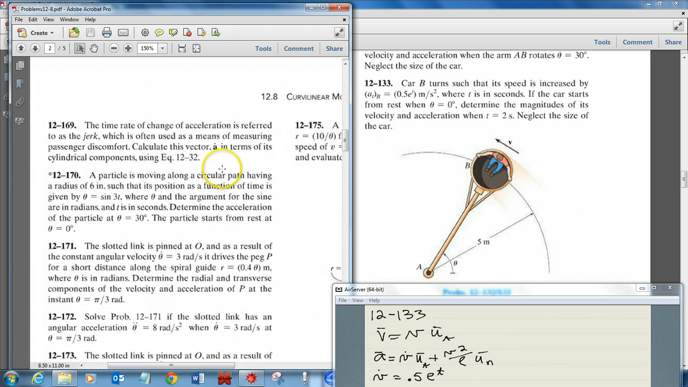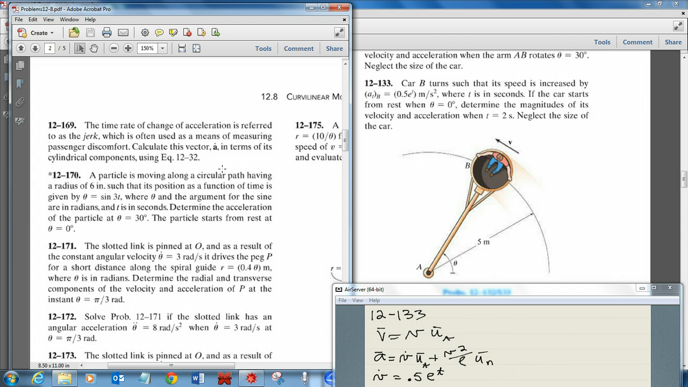Particle is moving along a circular path having a radius of 6 such that its position as a function of time is given by theta equals sine of 3t, where theta is the argument for the sine in radians and t in seconds. Determine the acceleration of the particle when theta equals 30 degrees. Starts from rest at theta equals 0. Okay, so to me, is this tangent normal or r theta? What is it? Yeah, I think it's r theta because they say circular path. You give me the radius. So what's r dot?